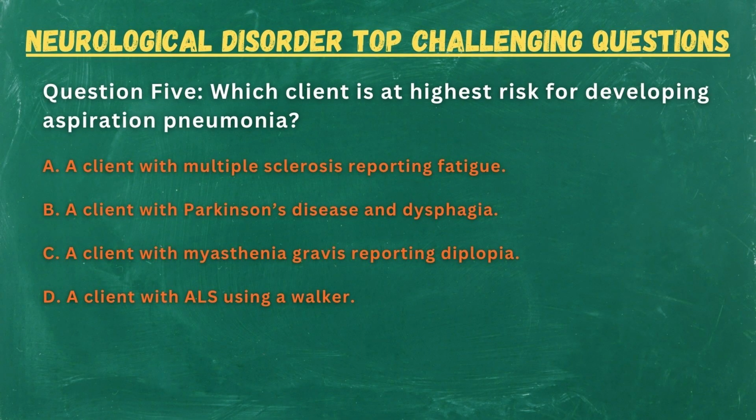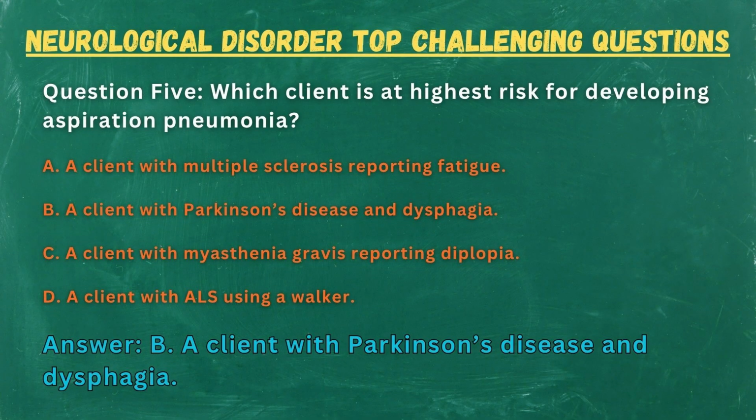Question 5. Which client is at highest risk for developing aspiration pneumonia? A. A client with multiple sclerosis reporting fatigue. B. A client with Parkinson's disease and dysphagia. C. A client with myasthenia gravis reporting diplopia. D. A client with ALS using a walker. Answer. B. A client with Parkinson's disease and dysphagia.